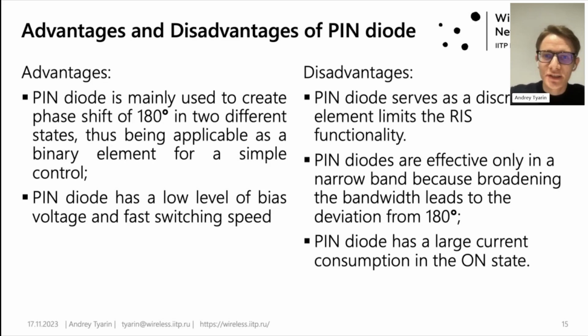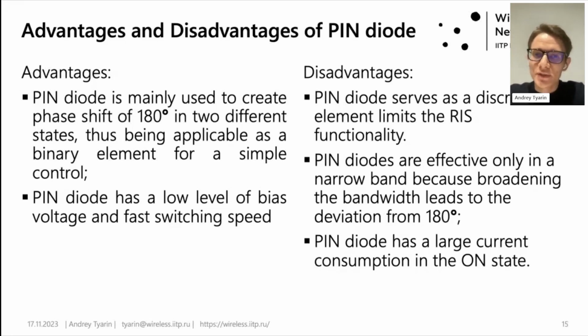For example, it decreases the precision of beam forming. Moreover, the pin diode causes a mirror beam effect, when a parasitic beam symmetric to the main beam appears. Pin diodes are effective only in a narrow band because broadening the bandwidth leads to deviation from 180 degrees. And the pin diode has a large current consumption in the on state.